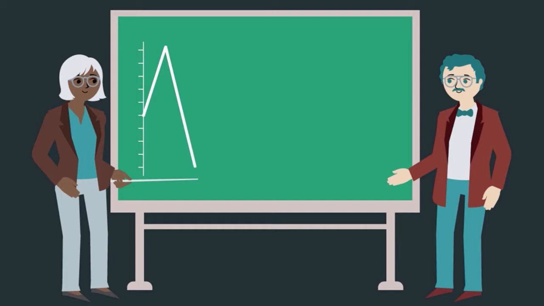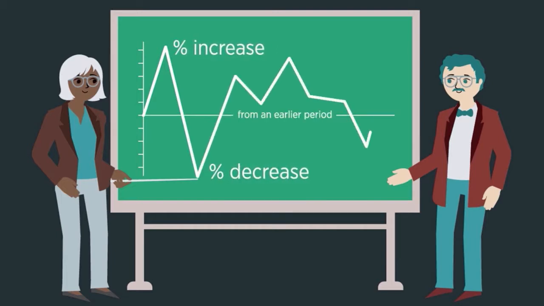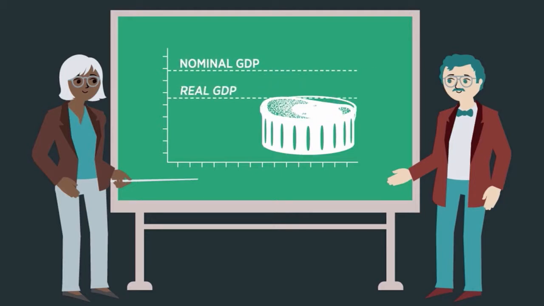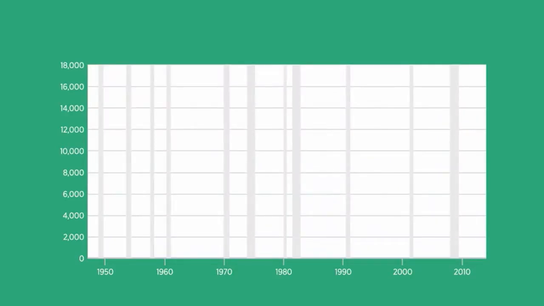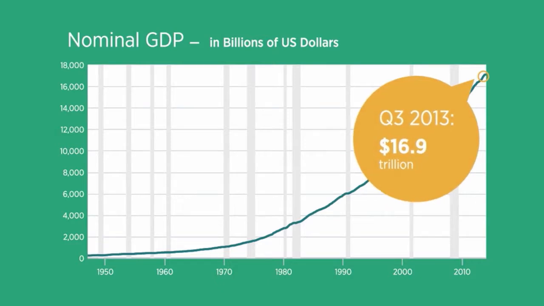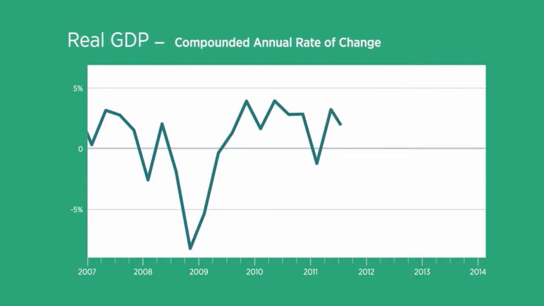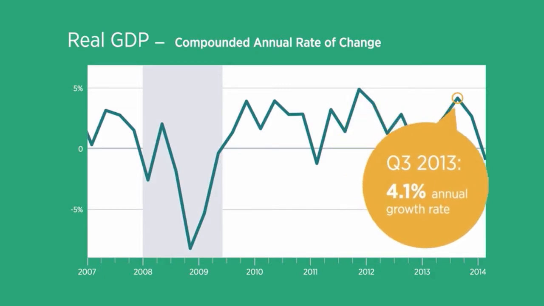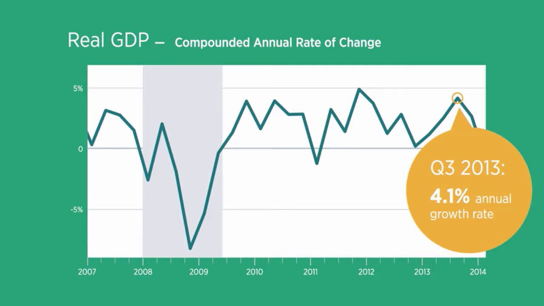Economic growth is usually presented as a percentage increase or decrease from an earlier period. And, as we've already learned, it's important to adjust GDP for inflation. For example, it might be useful to know that nominal GDP in the third quarter of 2013 was $16.9 trillion, but it's probably more meaningful to know that real GDP increased by, or the economy grew by, an annual rate of 4.1% in the third quarter of 2013. Real GDP removes the effects of price changes, but to discuss growth, we focus on the percent increase in real GDP instead of the total value or level of GDP.